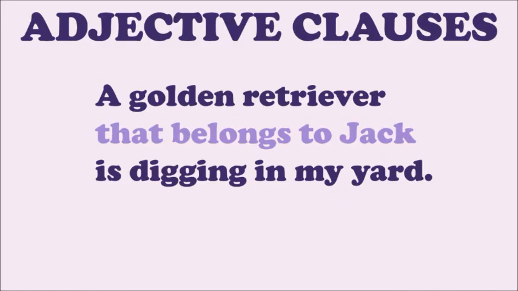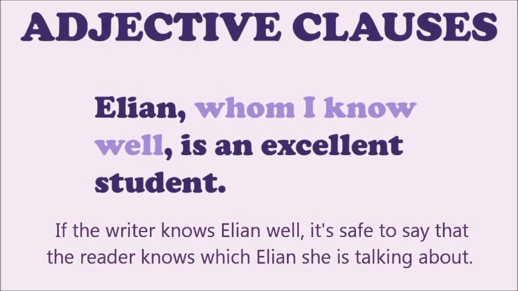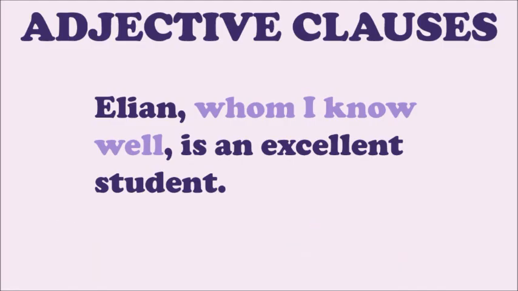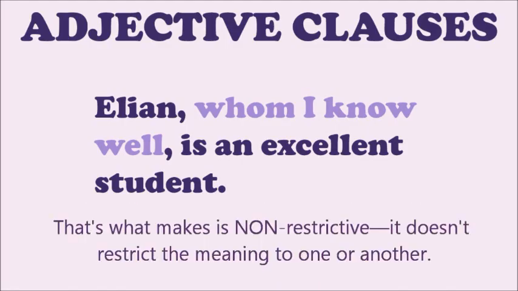Let's return to our sentence about Elian. If the writer knows Elian well, it's safe to say that the reader knows which Elian she is talking about. The adjective clause, then, merely provides additional information about someone already sufficiently identified. That's what makes it non-restrictive. It doesn't restrict the meaning to one Elian or another.